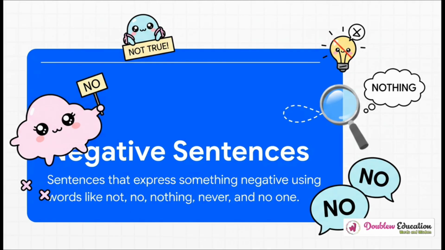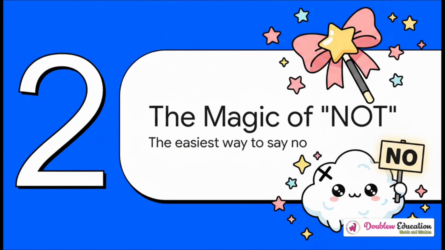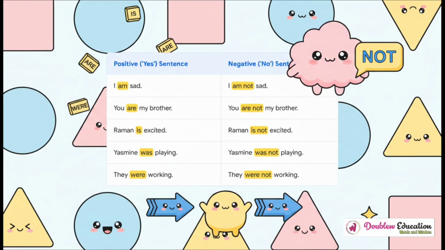It's pretty powerful. All right, time for our first trick. And let me tell you, this is the easiest one of all. It's all about one little magic word, not. This word is probably the most common way to make a no sentence. Okay, check this out. It's so simple. If you see one of these verbs, am, is, are, was, or were, all you have to do is put the word not right after it. That's it. So if you have Raman is excited, you just change it to Raman is not excited. How easy is that? It's just one little step.